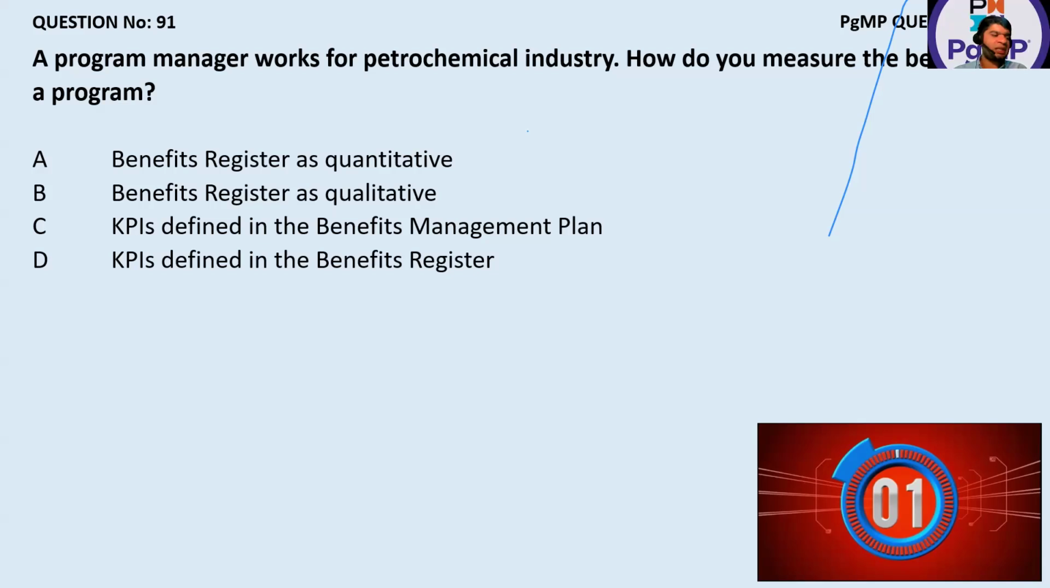Also, the plan is how to measure. Every plan is a dynamic document. Even your program manager plan can be updated. So every plan is a dynamic document.